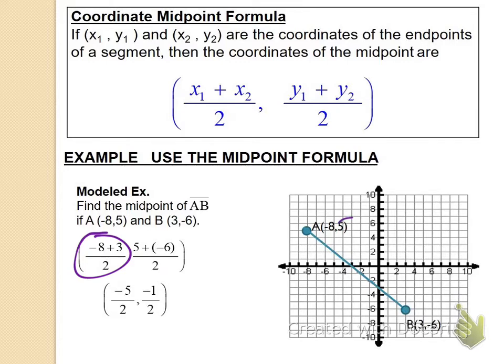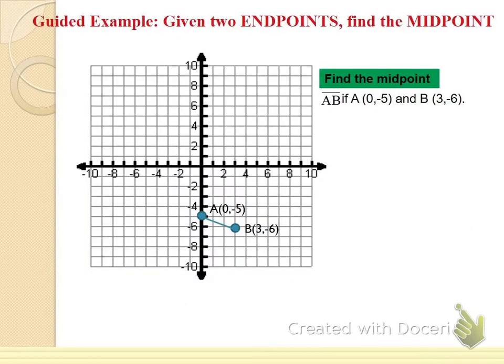And then average the y's, this 5 and this -6. 5 plus -6 is -1. And -1 divided by 2. Okay? And so there are your coordinates. -5/2, comma, -1/2 is the coordinate for this midpoint. Okay? So just average the x's, average the y's.